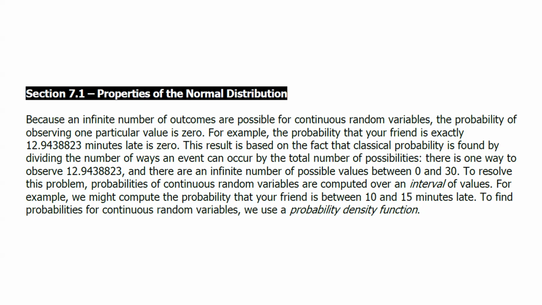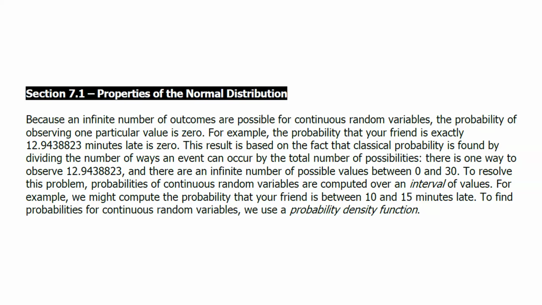Because an infinite number of outcomes are possible for continuous random variables, the probability of observing one particular value is zero. For example, the probability that your friend is exactly 12.9438823 minutes late is zero. This result is based on the fact that classical probability is found by dividing the number of ways an event can occur by the total number of possibilities. There is one way to observe 12.9438823, and there are infinitely many possible values between 0 and 30.